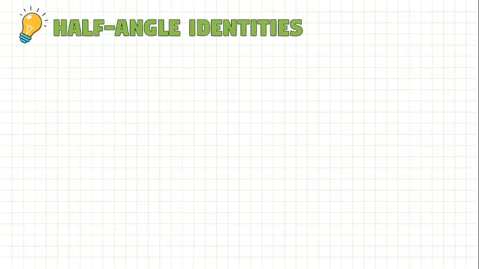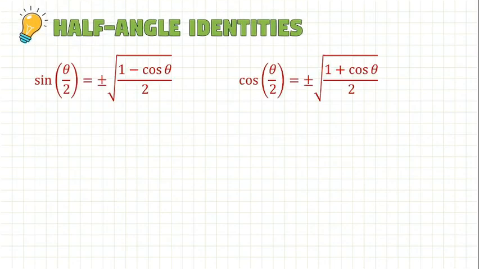Now, for the last identity that we are going to tackle, we will have the half angle identity. So we have two formulas for this one. That is for sine and cosine. We also have a formula for tangent, but we will no longer include that one here. So sine theta over 2 is equal to plus minus square root of 1 minus cosine theta all over 2. And cosine theta over 2 is equal to plus minus square root of 1 plus cosine theta all over 2.